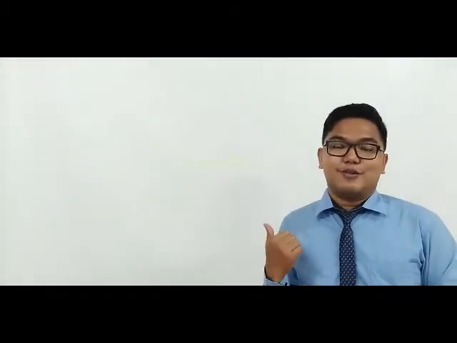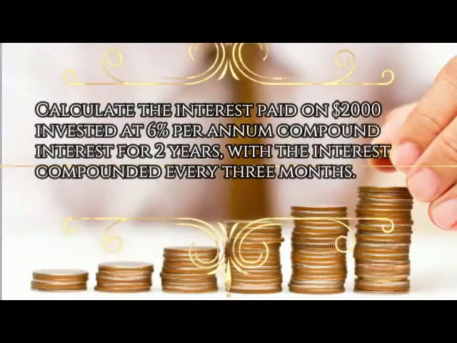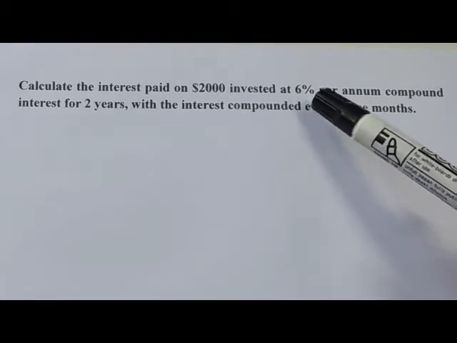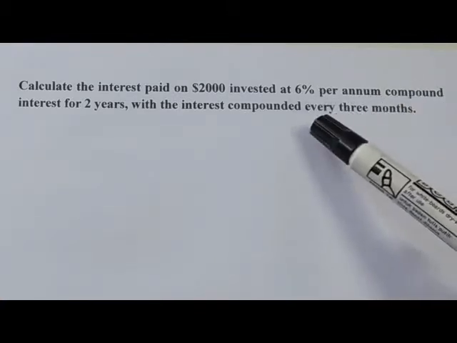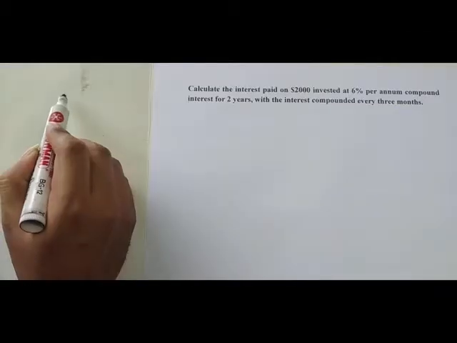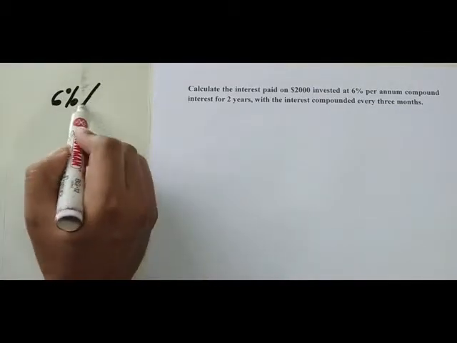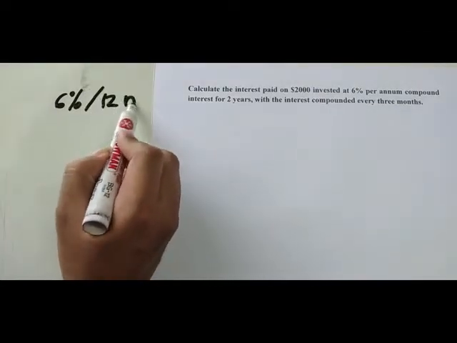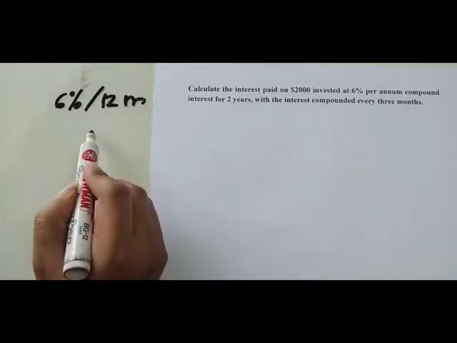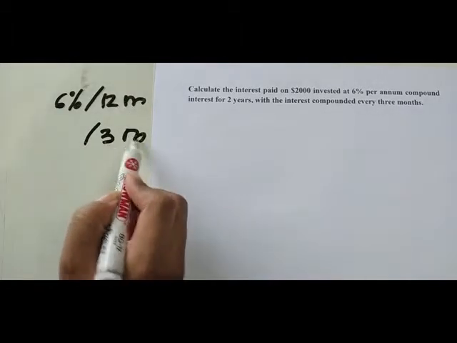So let's jump to the example. Calculate the interest paid on $2,000 invested at 6% per annum, compounded for 2 years, with the interest compounded every 3 months. The first thing that we need to pay attention to is the R, the percentage, which is 6% per annum. And then the question asks every 3 months. 6% per annum means per 12 months. We're going to find it per 3 months.